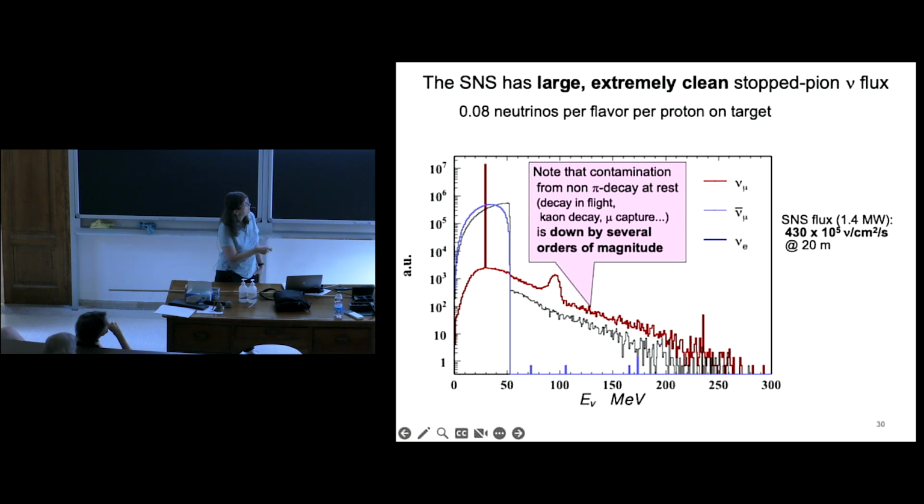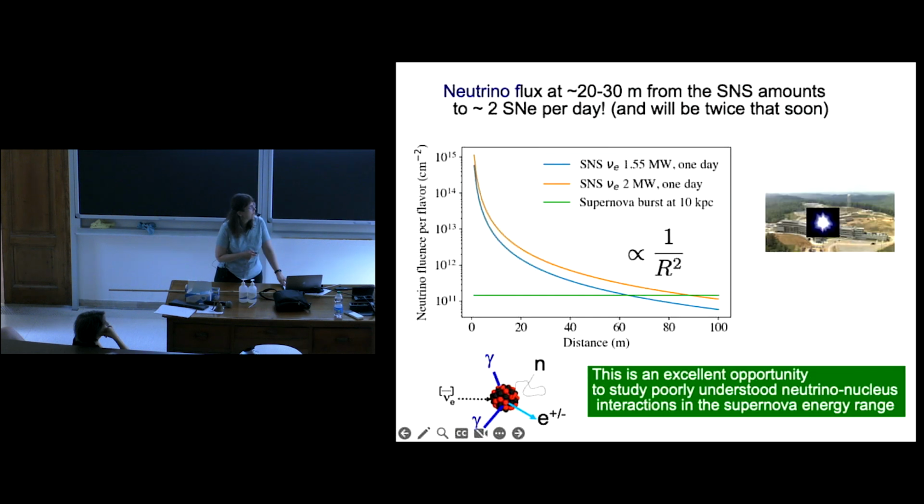This is the same spectrum here on a log scale. And you can see there's some kind of schmutz out here, which is coming from things that are not pion decay at rest. There's decay in flight. There's some kaons. Actually, sometimes you might want that, but we actually don't. It's really down by several orders of magnitude. So it's extremely clean, actually unlike the J-PARC beam where there's more decay in flight.